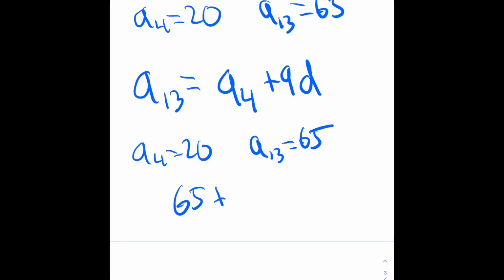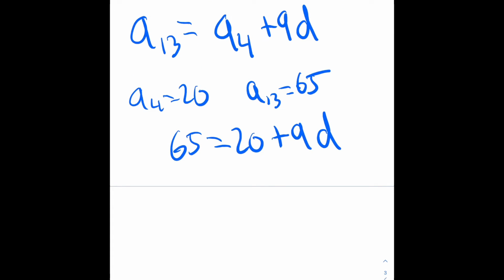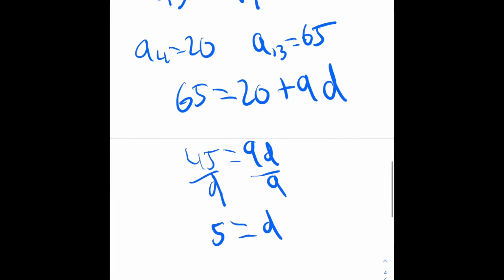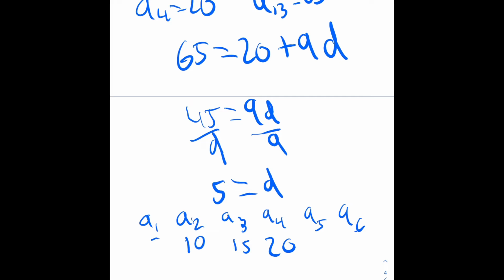So I have 65 equals 20 plus 9 times d. If I simplify this, I get 45 equals 9 times d, divide by 9. Therefore, d, my common difference, is 5. If I work backwards, so let's say a1, 2, 3, 4, 5, 6, I knew that my fourth term was 20, which makes the previous ones 15, 10, 5. And if I wanted to go the other way, I would have to add.